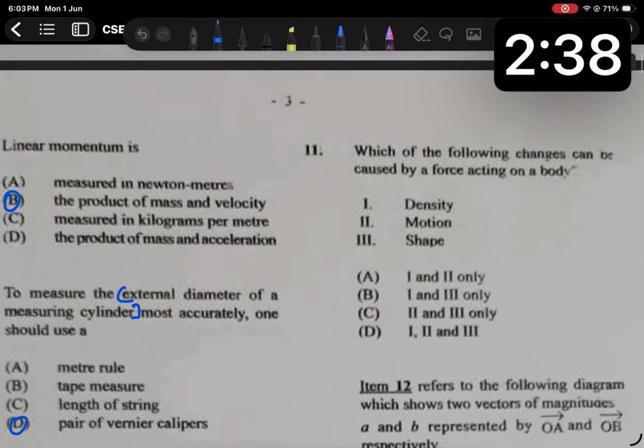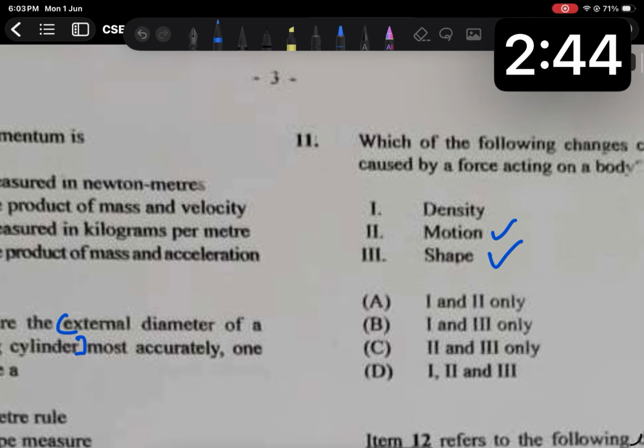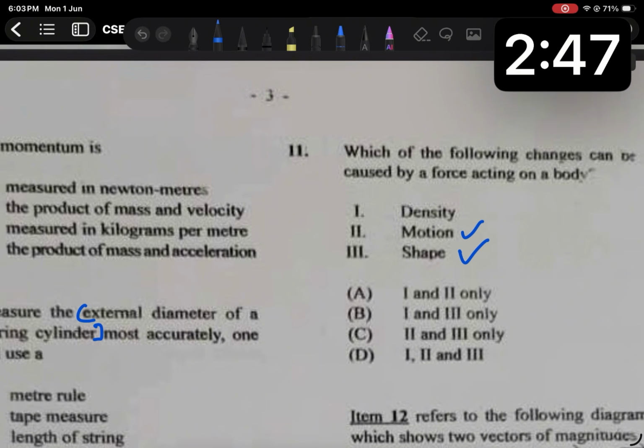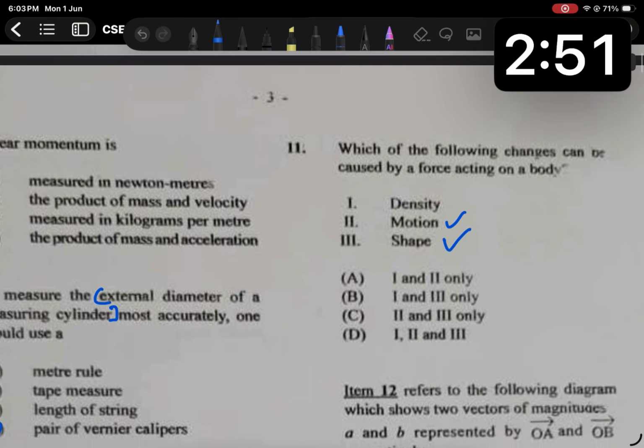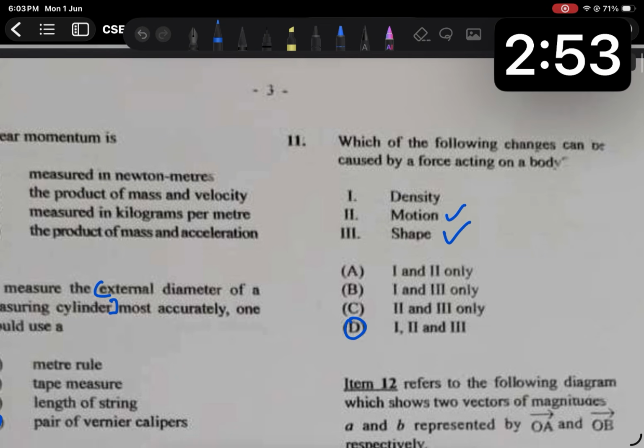So when a force acts on a body, we know that it can change the motion, it can change the shape of it, but density is kind of tricky. For instance, if you had a bread and you were to apply a force to it, the volume would decrease and the density as a result would also be changed. So that would be D.